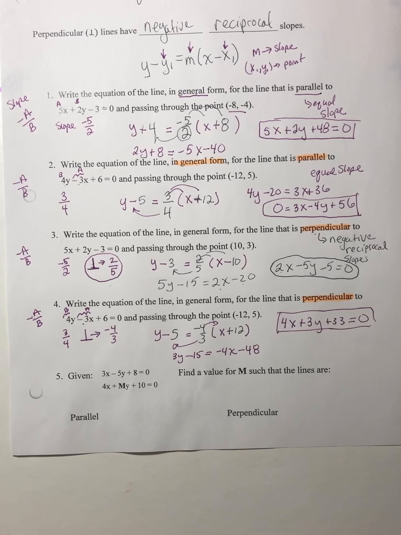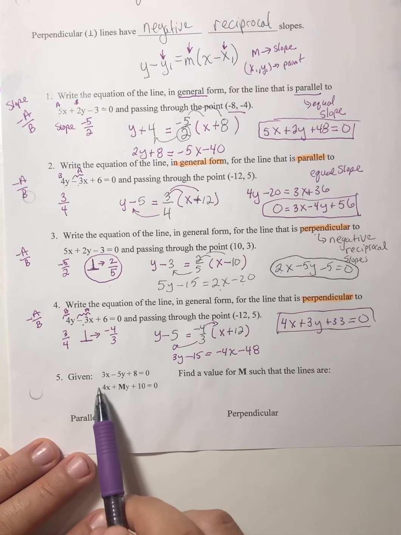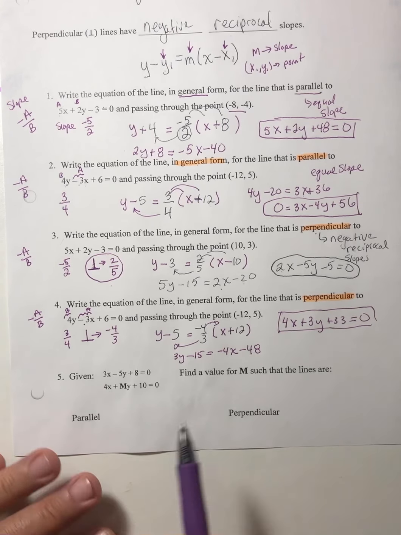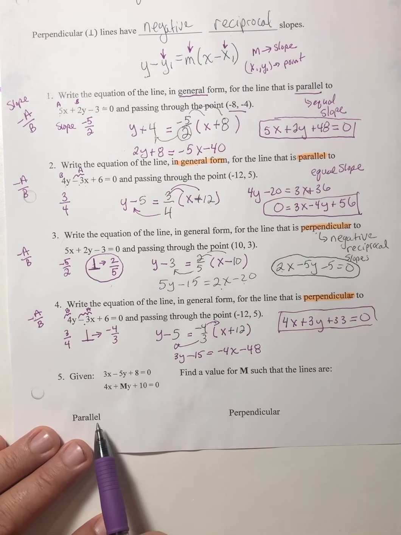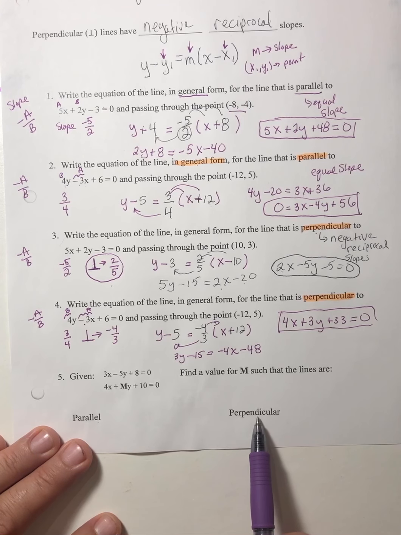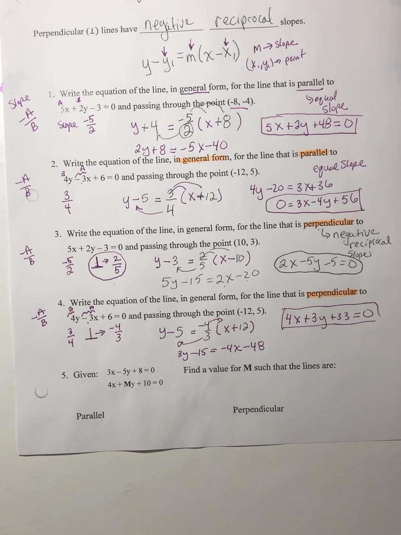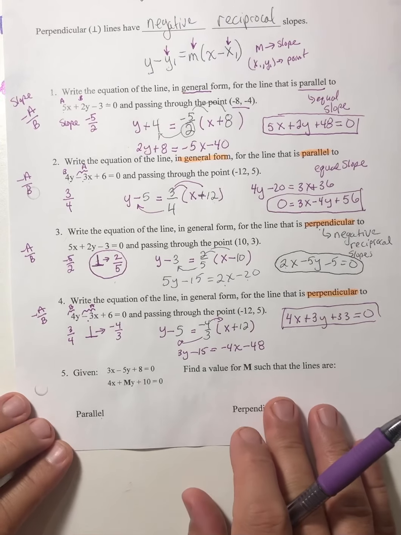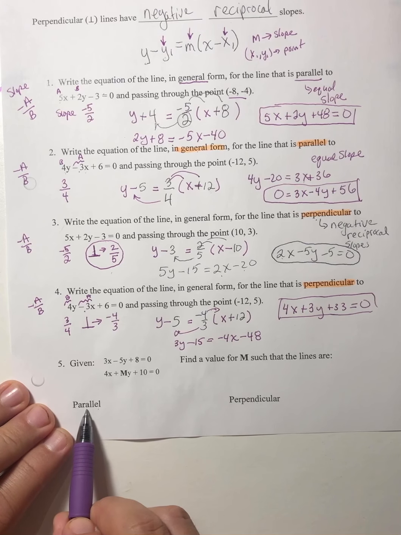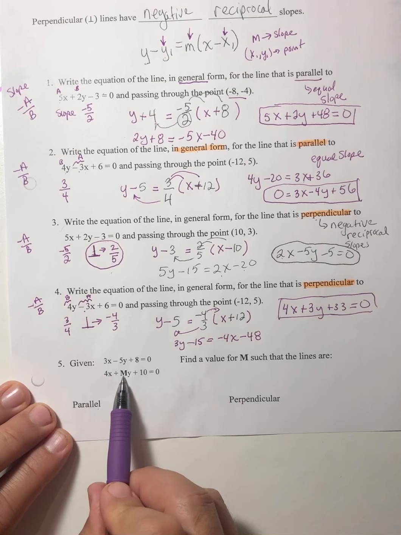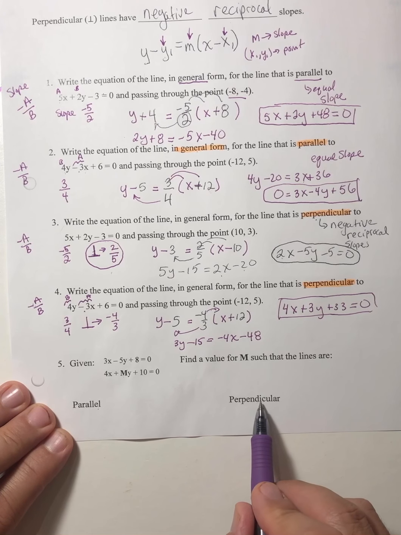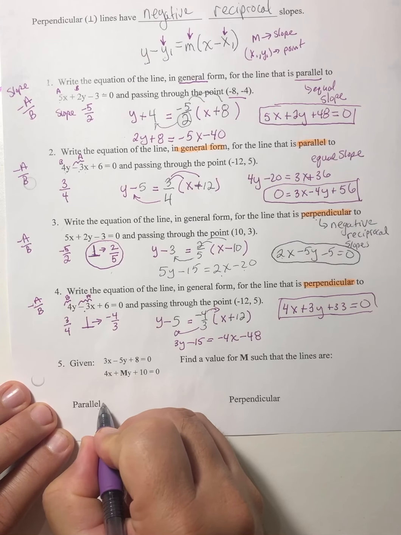Okay. Alrighty. Last question, 5. We're given these systems of equations. We have to find the value of m so that the lines are going to be parallel and the lines are going to be perpendicular. Now, parallel. Well, what do we have to know? Parallel, the slopes have to be equal. Perpendicular, negative reciprocal slopes. So here, parallel is equal slopes.